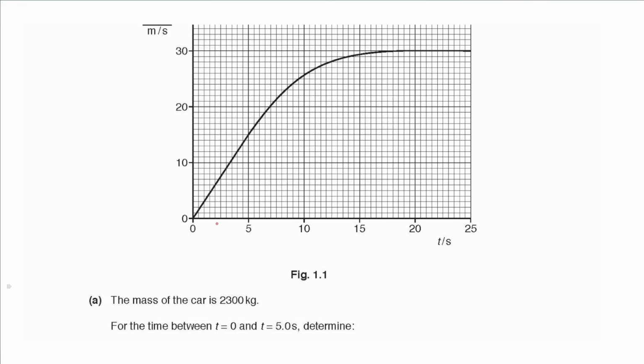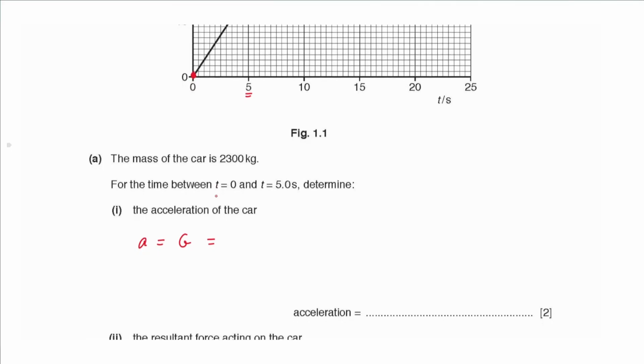We can use the first point 0 and 0 and then choose another point that makes a good intersection like this one. We have on the x-axis 5 and on the y-axis we have here 15. So we substitute here y2 minus y1, that's 15 minus 0 over x2 minus x1, that is 5 minus 0. And the answer will be 3.0 meters per second squared.